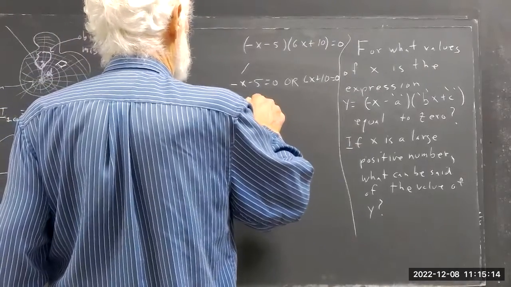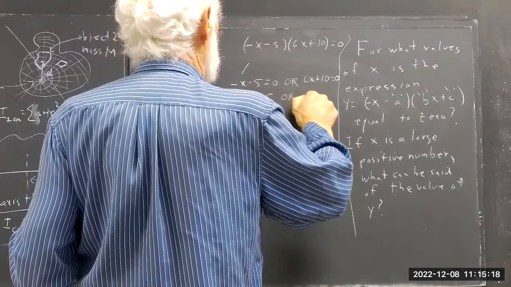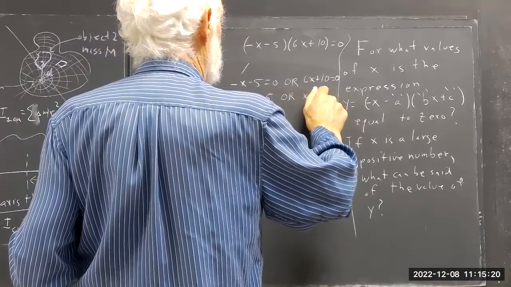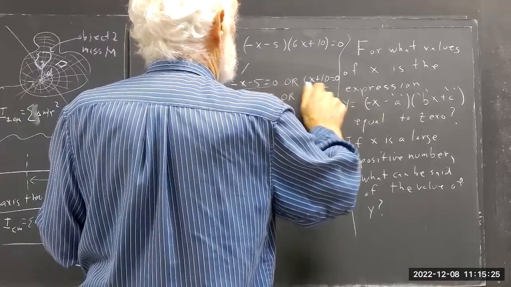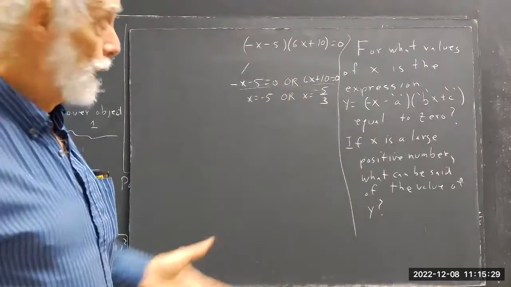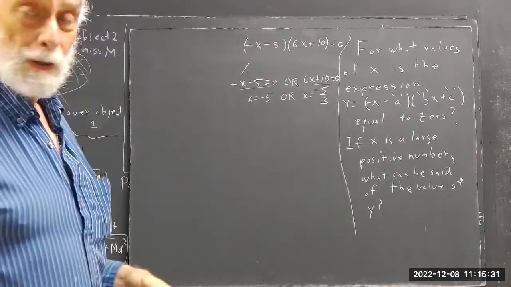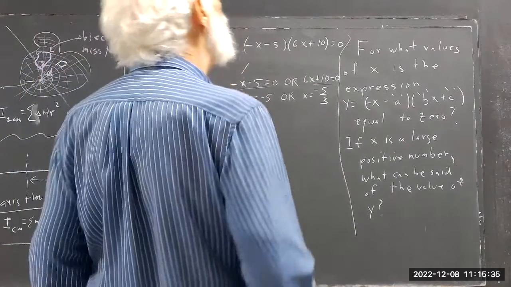Okay, so this tells us that x equals -5, or x equals -5/3. And I'm not going to go through the detail at this point of solving this equation or this equation, because I think everybody knows how to do that. I certainly hope so. Okay.